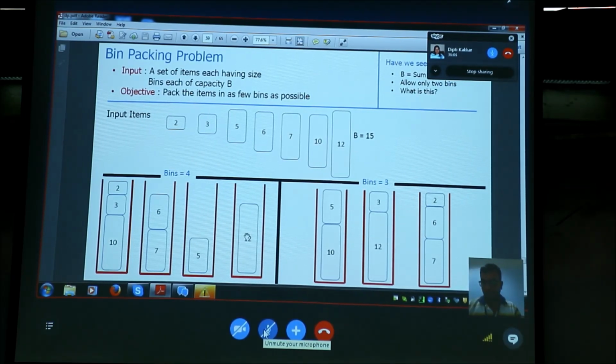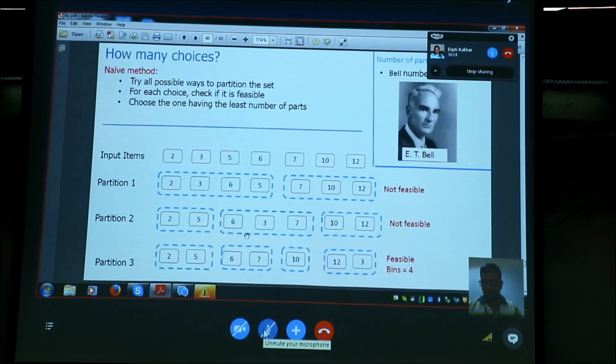So, well, what can we do? That is the next thing. Now I can try the naive method. What you can do is try all possible ways to partition the set. So that is one way. That's the naive method. So this is all the input items.